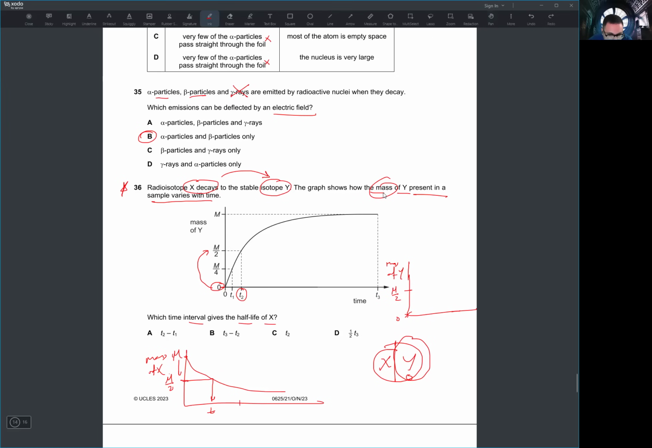Because look at the next decay. Let's say this is 1 hour. At the 2 hour mark, you're not going to have half M, you're going to have a quarter M, right? Half of the half is a quarter. So how much mass are you going to have for Y at the 2 hour mark? Not double. It'll increase by half because the X decreases by half.